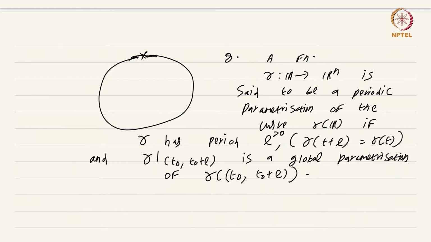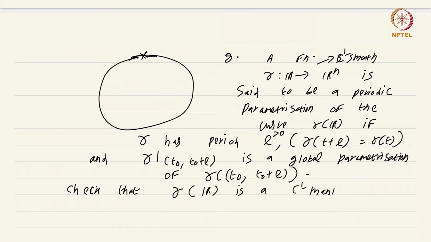Okay, so periodic parameterization just means it's a function gamma from R to R^n which is periodic, and such that in each period interval it's going to be a global parameterization. So you can check that gamma of R, with gamma C1 smooth, is a C1 manifold. Gamma of R is a C1 manifold that is compact.